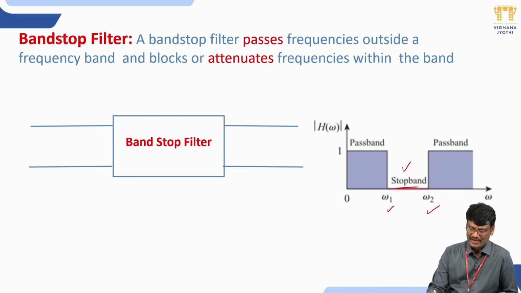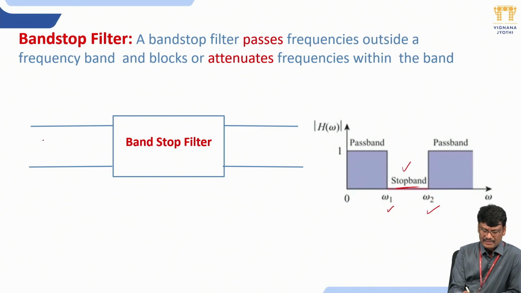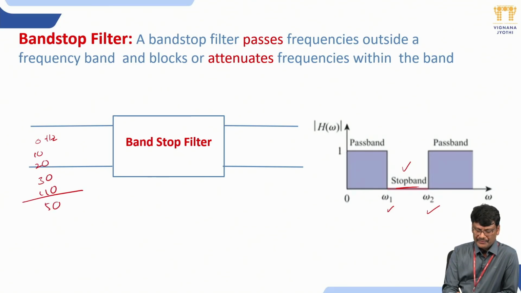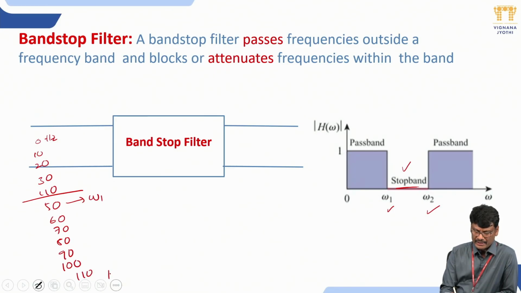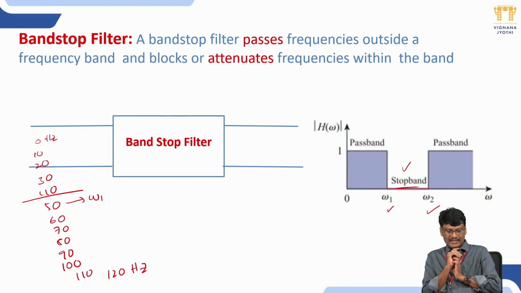Right? Again, I will take some signals at the input side of the band stop filter. We will see what is happening in between omega 1 and omega 2, what is happening less than omega 1 and what is happening greater than omega 2. Again, I will take the same input signals here: 0 Hz, 10 Hz, 20 Hz, 30 Hz, 40 Hz. Now again 50, I have taken 50 as omega 1. Again 60, 70, 80, 90, 100, 110 and 120. So these are the input signals available at the input side of the band stop filter. Let us see what is happening here.